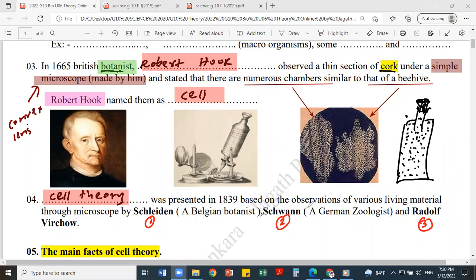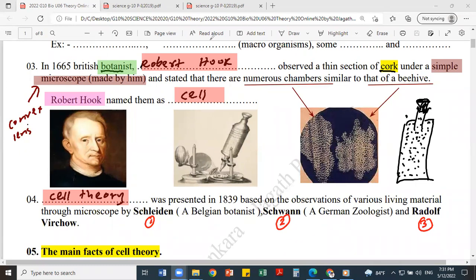But if they give these names, you should know. They can give an MCQ like this: which of the following scientists introduced cell theory? Then they can give these names under multiple choice questions. That's why you have to remember this. And under cell theory, it's a theory, so there must be some facts or information about that. Now we are going to discuss what are the main points of the cell theory introduced by these three scientists.